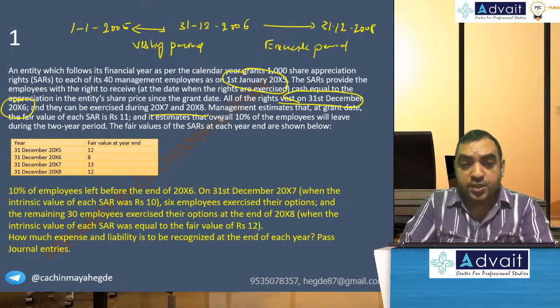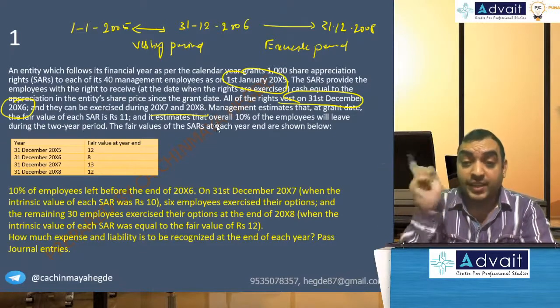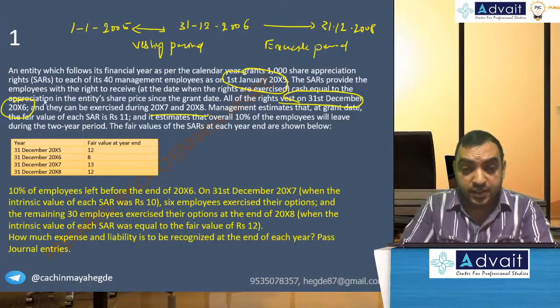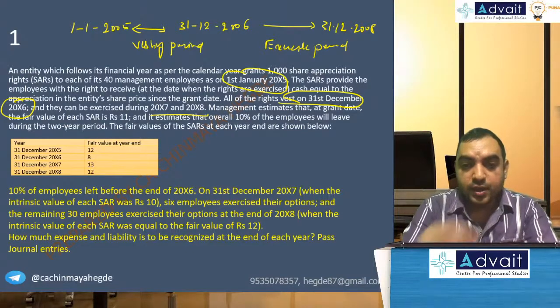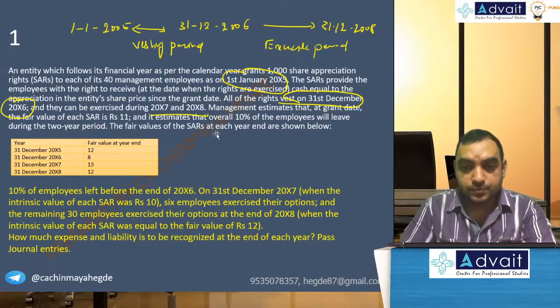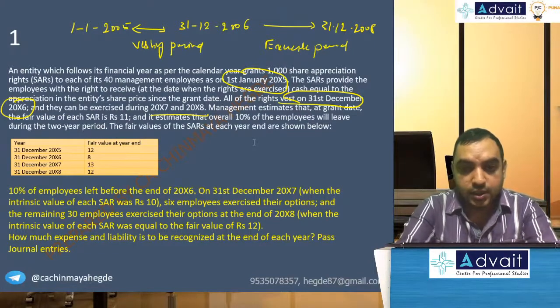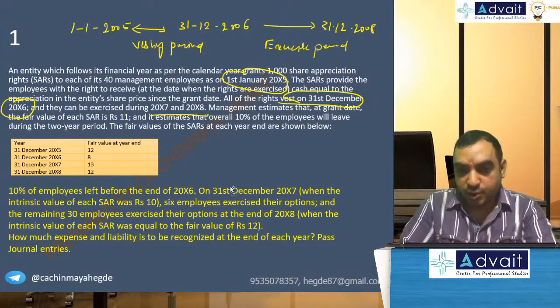Now, 36 employees. Options per employee. What are the options per employee? Each employee will get 100. And what is the fair value of the option? Not on grant date. This is a debt element. So at the end of the year, what is the fair value at the end of the year? At the end of the year it is 12 rupees. And total expense in the vesting period, multiply all the three, that is 36 into 100 into 12, that comes to 4,32,000.